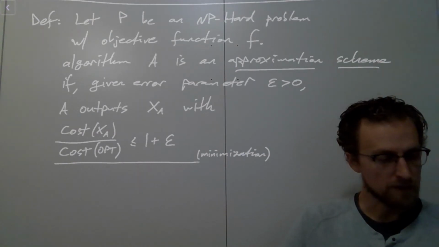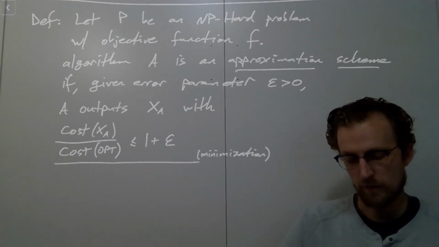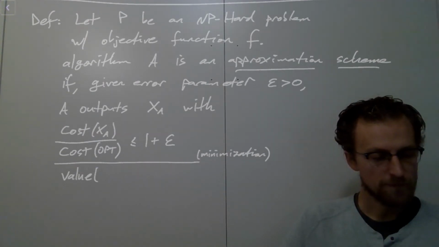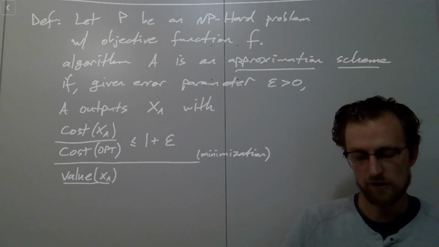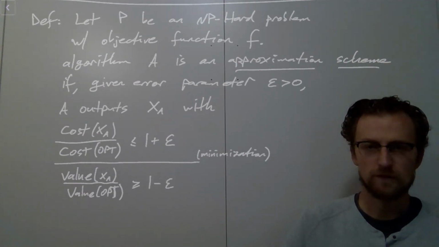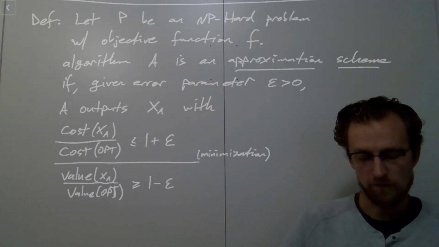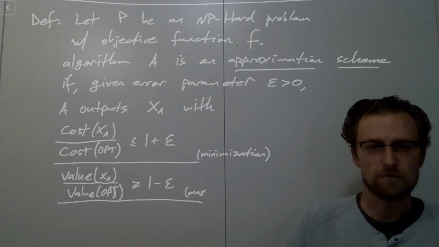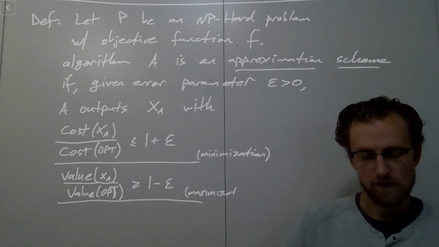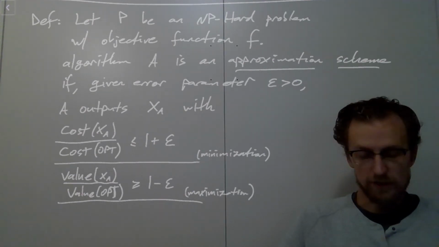We can also write the maximization form. There's a couple ways you could write that, but the way that we're using it in this lecture is like this: the value of XA, so I'll keep the fractions running in the same direction this time, divided by the value of optimal, is greater than or equal to 1 minus epsilon. Okay, so this is basically the same thing as saying your approximation factor for a maximization problem is within an epsilon fraction of 1.